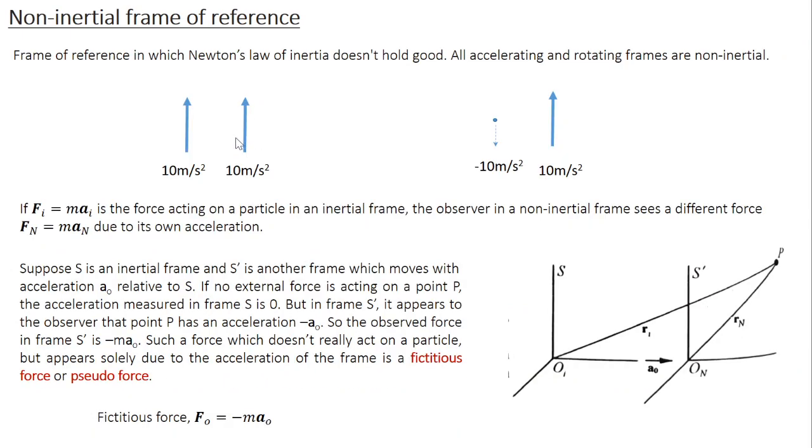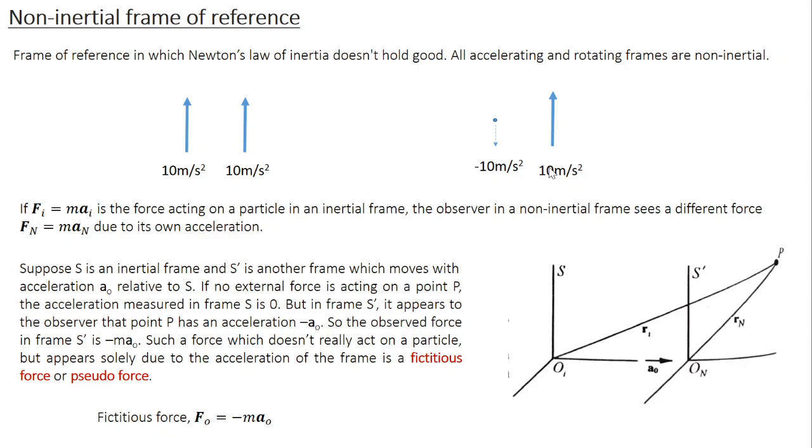So to this observer, it appears that the object is not moving, which means he will conclude that there is no force acting on this object, even though in reality there is a force acting in the upward direction. So there is a contradiction here. Similarly, assume that there is a particle at rest, which means there is no force acting on this particle, and you are trying to observe this particle using a frame of reference which moves in the upward direction with an acceleration 10 meters per second squared.